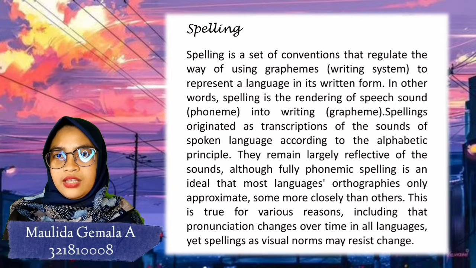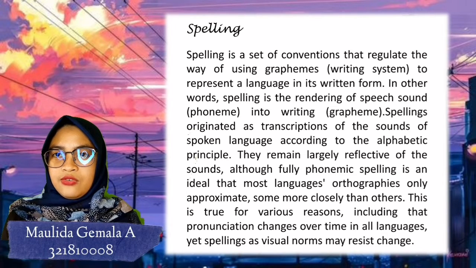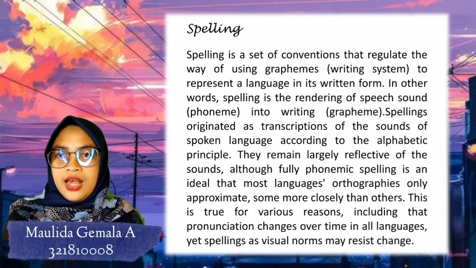They remain largely reflective of the sound, although phonemic spelling is an ideal that most language orthographies only approximate, some more closely than others. This is true for various reasons, including that pronunciation changes over time in a language, yet spelling as visual norms may resist change.